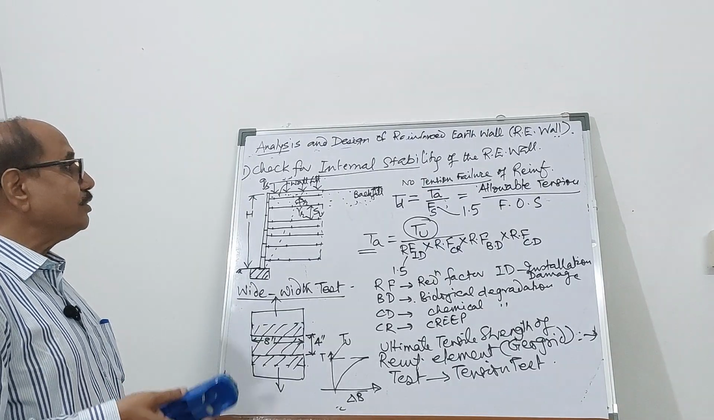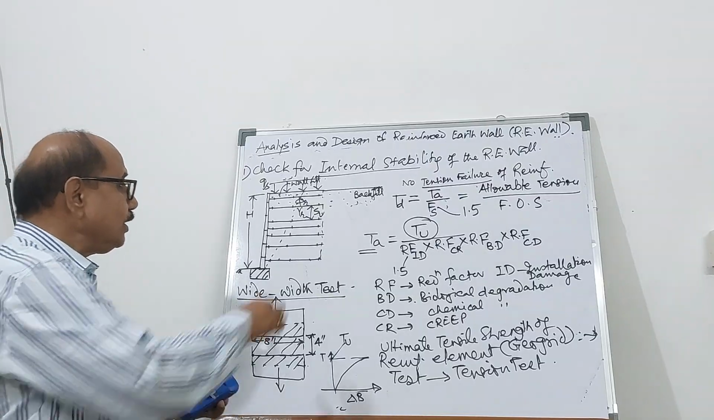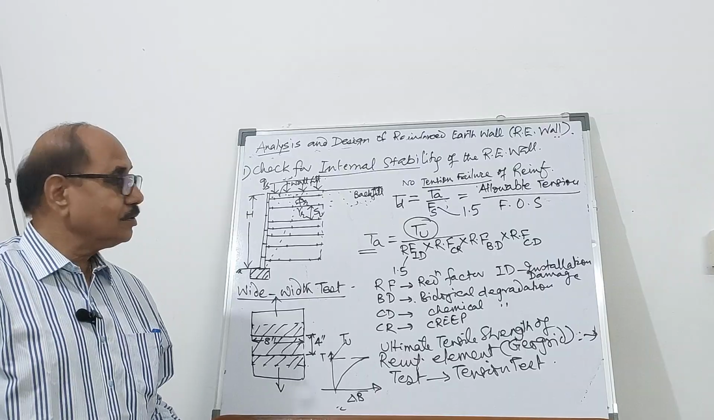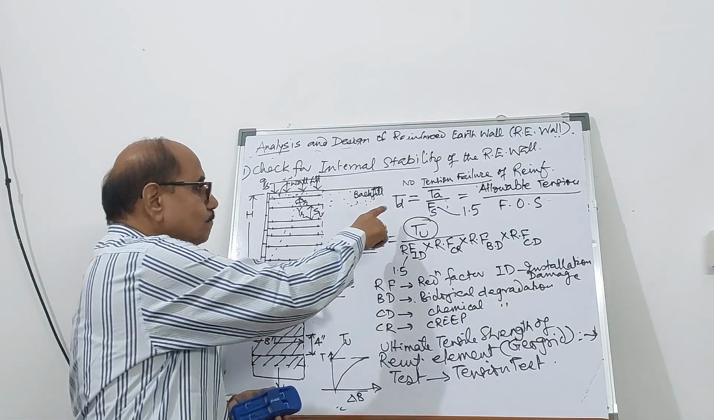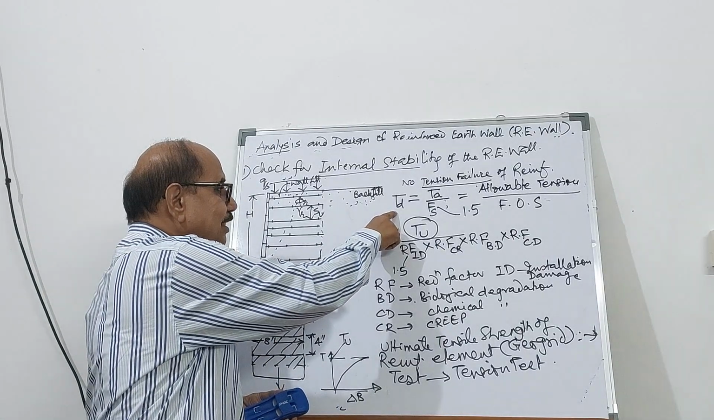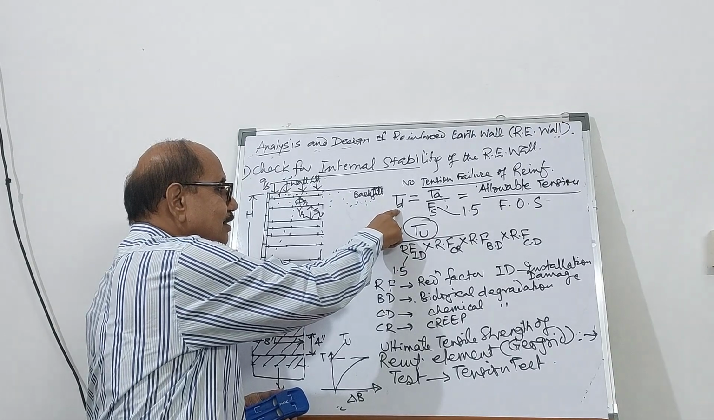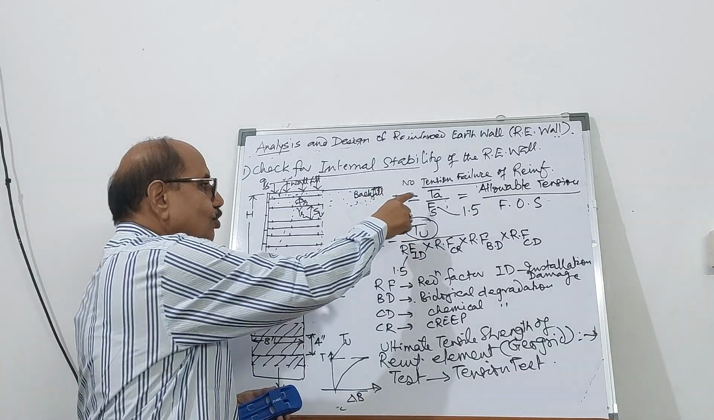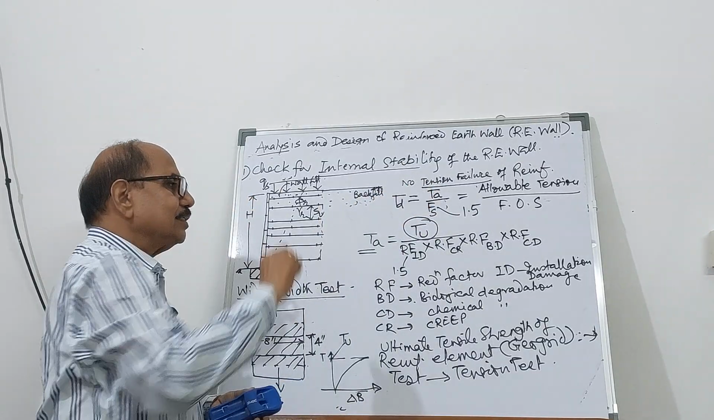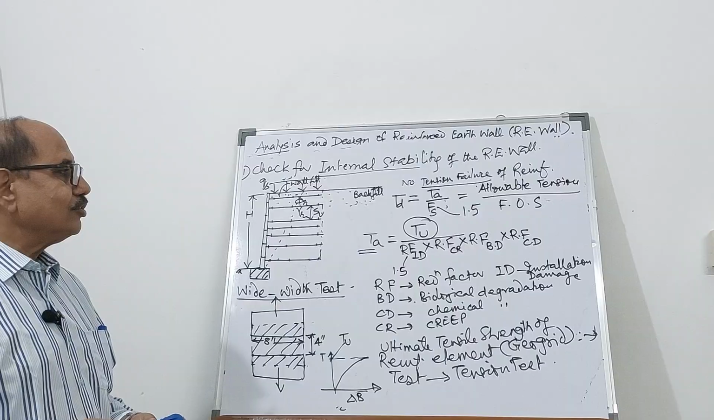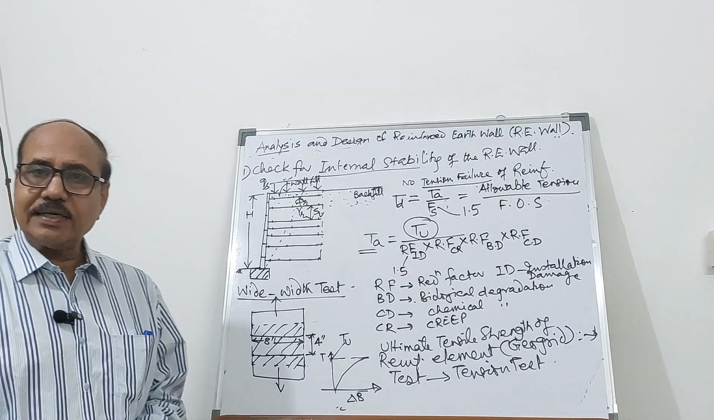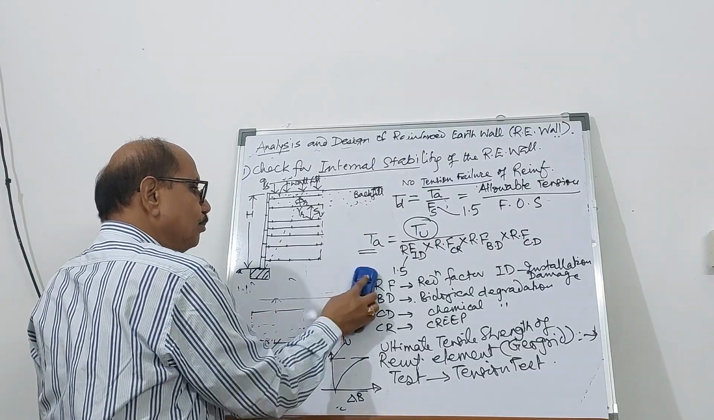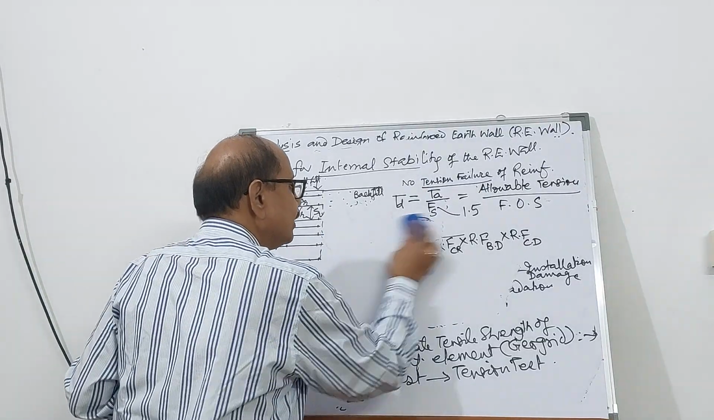And whatever tension is getting developed due to the horizontal forces must not exceed this. The tension that is getting developed must not exceed this allowable tension divided by a factor of safety. So this is very important, very, very important.